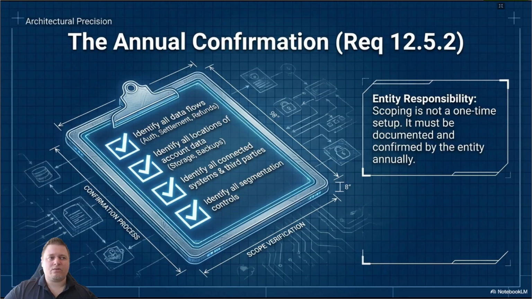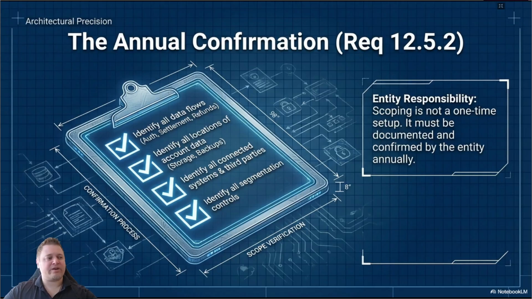Now, the annual confirmation, meaning the annual penetration test, which is required by 12.5 and 12.5.2, is to identify all the data flows, identify all locations of account data, identify all connected systems and third parties, identify all segmentation controls. This will be your confirmation process and your scope verification process. Entity's responsibility. Scoping is not a one-time setup. It must be documented and confirmed by the entity.